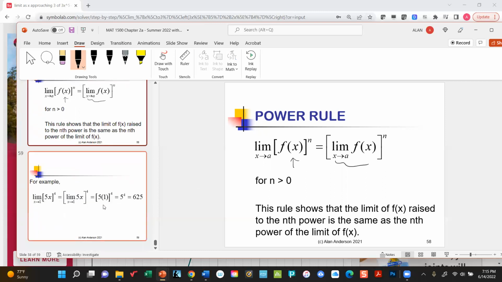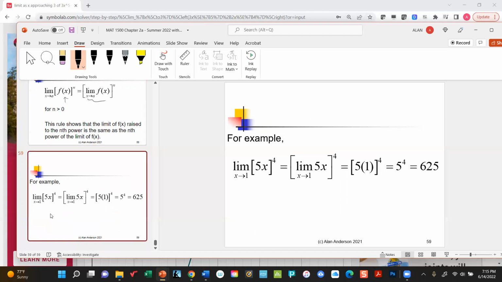So this is known as the power rule. And let's look at an example of this. We'll start with the limit as x approaches 1 of 5x all raised to the 4th power. So I'll apply my rule, and then inside the brackets, I'll calculate the limit of 5x as x approaches 1, where I've replaced the x with a 1. So I end up with 5 to the 4th power, which turns out to be 625.